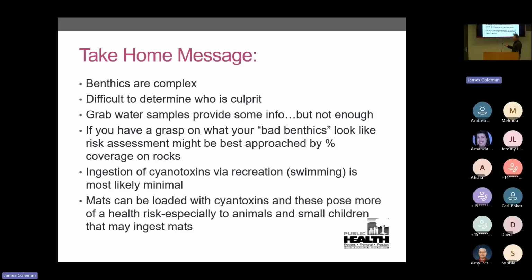However, those mats that break off and are in the solid form and float along the shoreline are loaded, or can be loaded, with toxins, and they present a very large health risk to your dogs. And if you have young children like toddlers that have a tendency to put things in their mouth, they could be in danger as well. So that's my spiel. I don't think that we should be afraid of the river. I just think we have to be cautious with our pets and young children along the shoreline when we see these mats present.